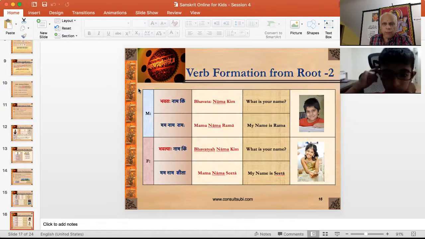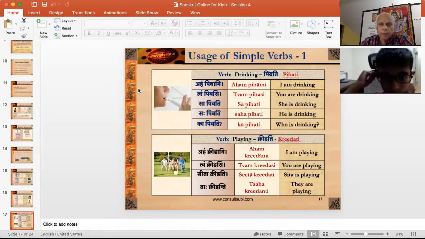Let's go further. How do you use simple verbs? For example, let's say I'm drinking. I say, Aham pibami. If you are drinking, you say, Tvam pibasi. You are drinking. You see, in English, drinking is same. In all the examples, drinking, drinking, drinking, same. But in Sanskrit, it varies depending on who is doing it.